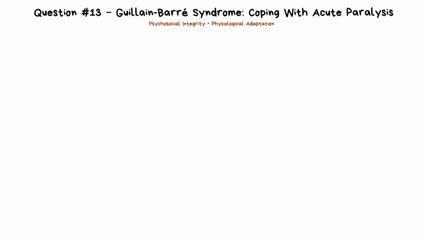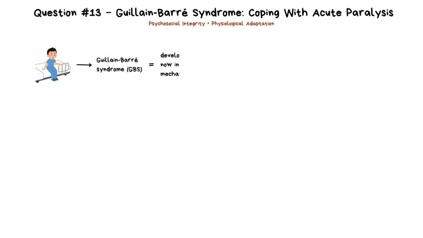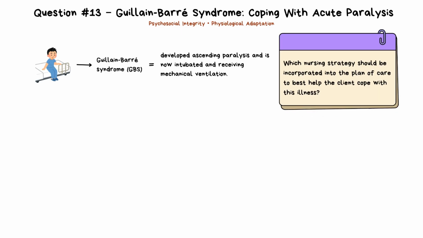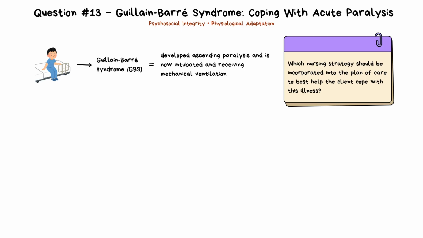Here's a multiple choice question that focuses on therapeutic communication and emotional support for a client with Guillain-Barré syndrome, or GBS. A client with GBS has developed ascending paralysis and is now intubated and on a ventilator. They're fully conscious, but can only communicate with eye blinks and small facial movements. Which nursing strategy would best help this client cope with the illness?